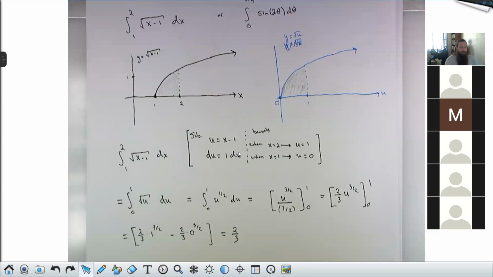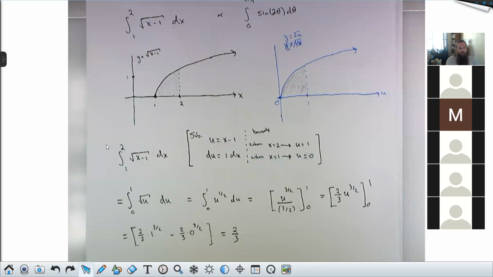Then you need to change your bounds. To change your bounds, you just plug the old bounds, which were 1 and 2, into the substitution for the old variable. So my old lower bound was 1. And if I take x equals 1 and I plug it in here, I get u equals 0, right? u equals 1 minus 1, which is 0. So my old lower bound of 1 leads to a new lower bound of 0.